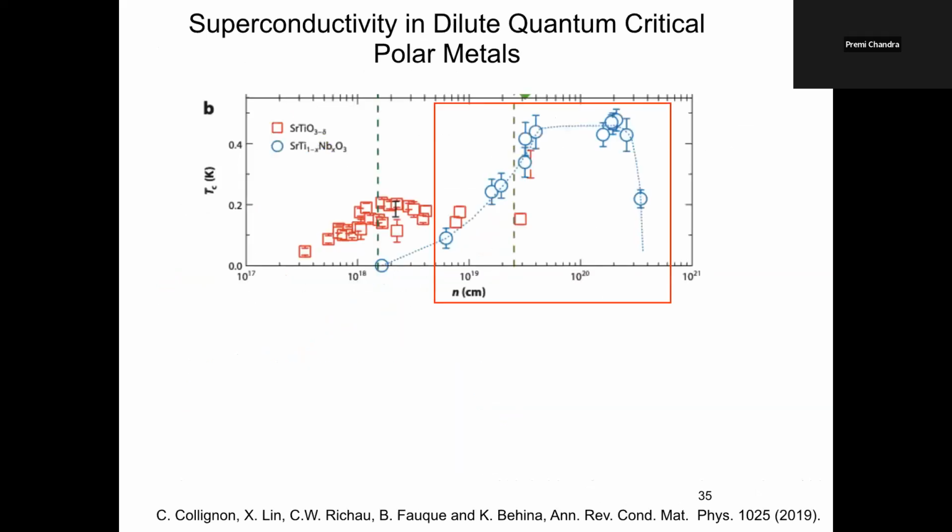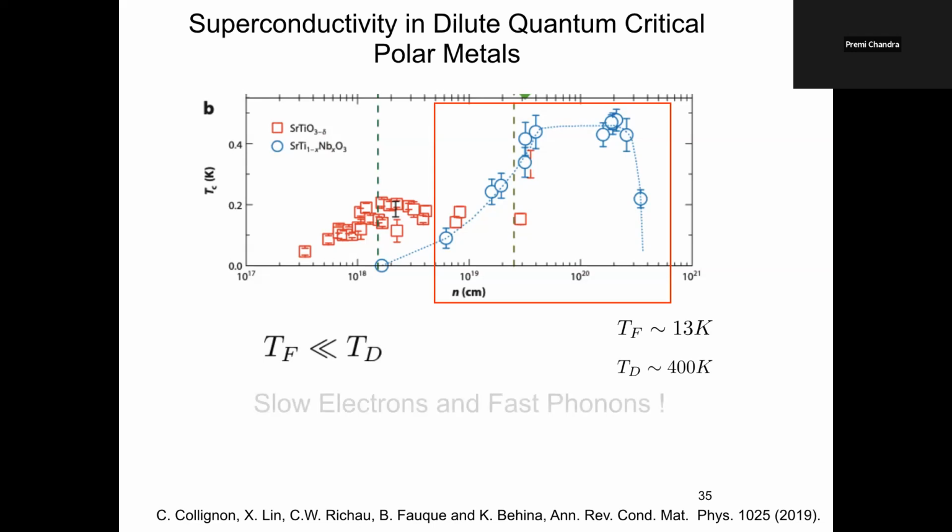Now let's talk about superconductivity. In superconductivity, people have doped strontium titanate in many different ways. It turns out that the really low part is probably filamentary, but this part, which is basically what the Berkeley group saw originally, is real. We have T_F of about 15 Kelvin, depending on the density, Debye temperature of about 400.